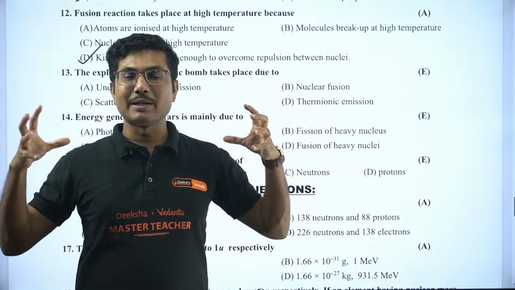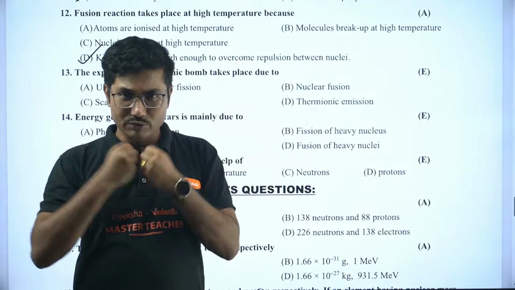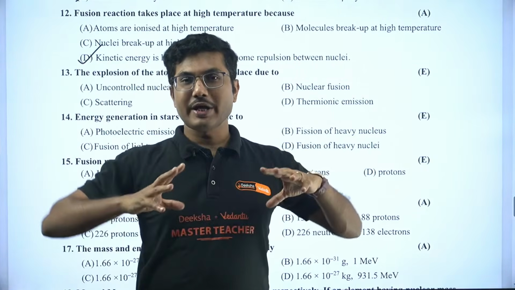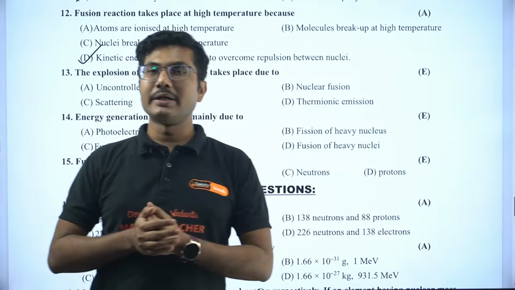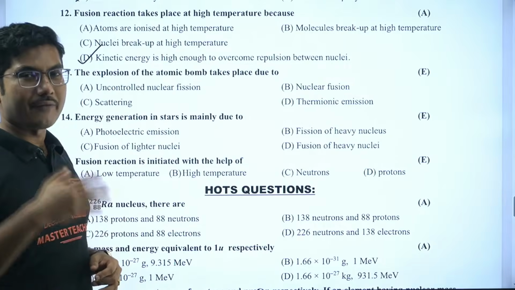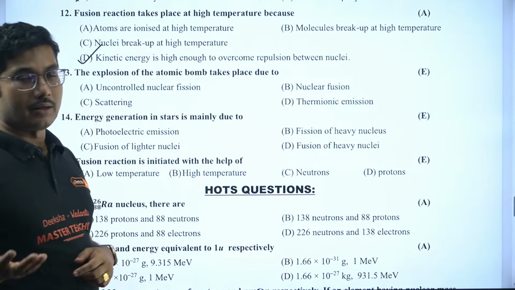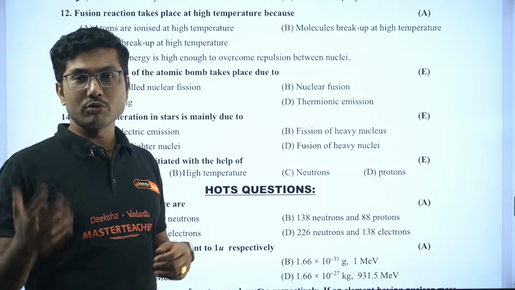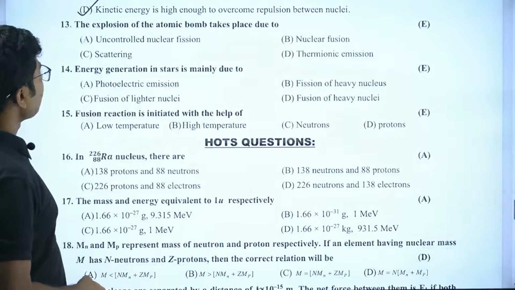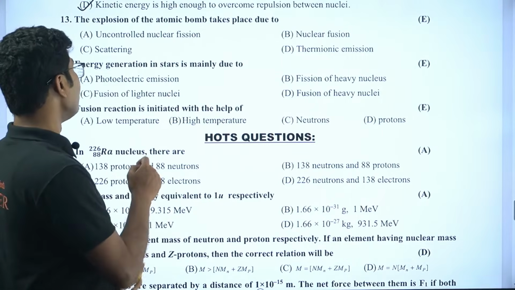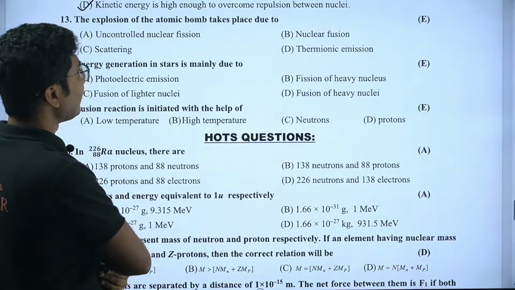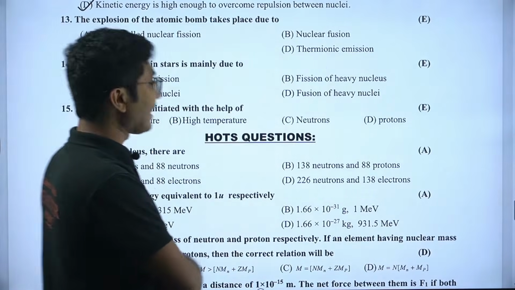And at that high temperature, four hydrogens get fused to form helium. Once all the hydrogens are burned, then helium will start to fuse, and so forth, till iron. After iron, no other element is possible, because iron is the most stable element. The explosion of the atomic bomb takes place due to uncontrolled nuclear fission.